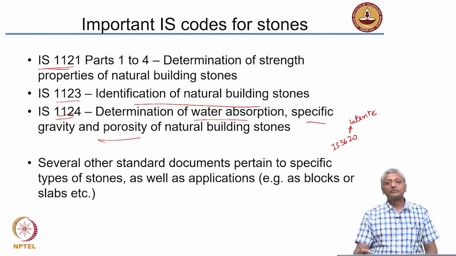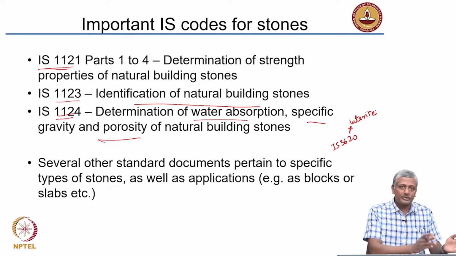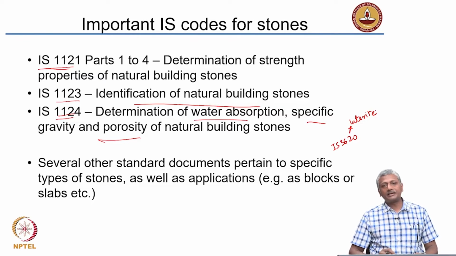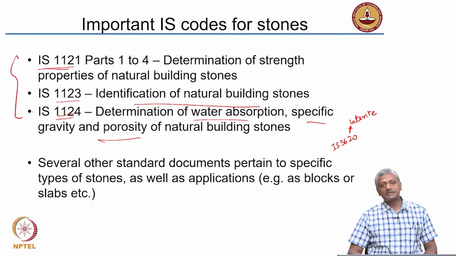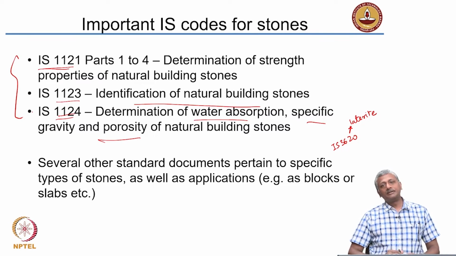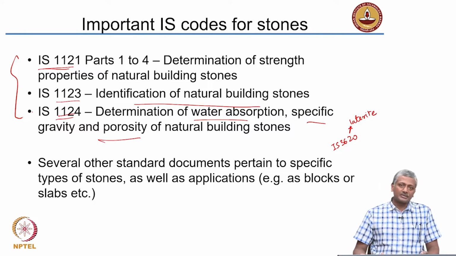Okay, so you need to refer to these specialized standards to tie in the specific type of stones to the kind of applications that they are intended for. But the general purpose classification of all naturally occurring stones are covered in these three standards. So once again, as I said, when you have the time and the resource available, kindly ensure that you go through these standards and the details that are presented in these standards.